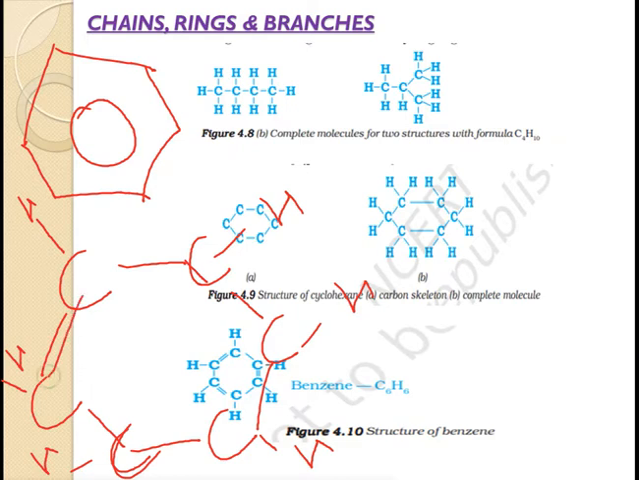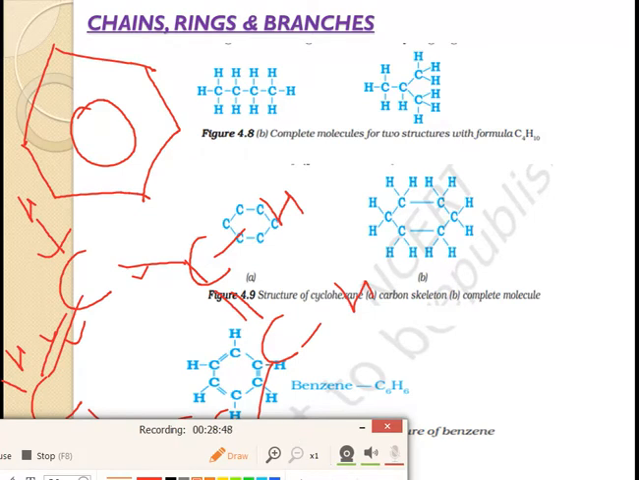So what will we do? We will put alternate double bonds. Now you can see 4 bonds are satisfied: 1, 2, 3 and 4. So this is the structure of benzene, and the molecular formula of benzene is C6H6.